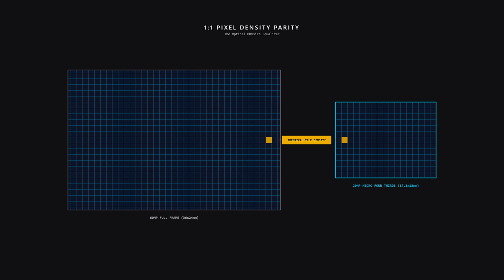Which means that at a 1:1 pixel level, a 60 megapixel full-frame camera and a Micro Four Thirds camera play by almost the exact same rules. They reach essentially the same diffraction limit around f8. So why do full-frame shooters feel like they can shoot at f16 without any problem?